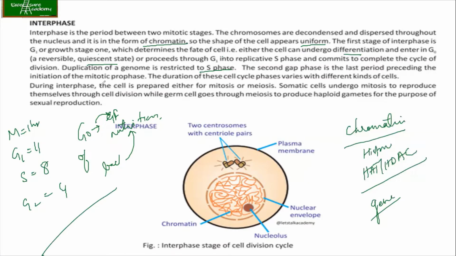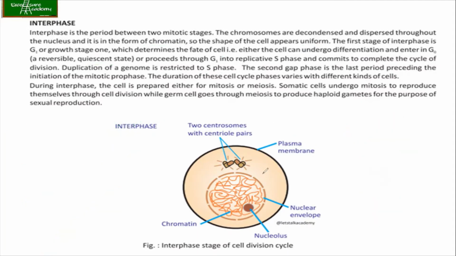Now, during interphase, the cell is prepared either for mitosis or meiosis. Somatic cells will undergo mitosis to reproduce themselves, while the germ cells will undergo meiosis to produce haploid cells for the purpose of sexual reproduction. If you see in the figure also, you have the two centrosomes, plasma membrane, nuclear envelope, and chromatin nucleus present.